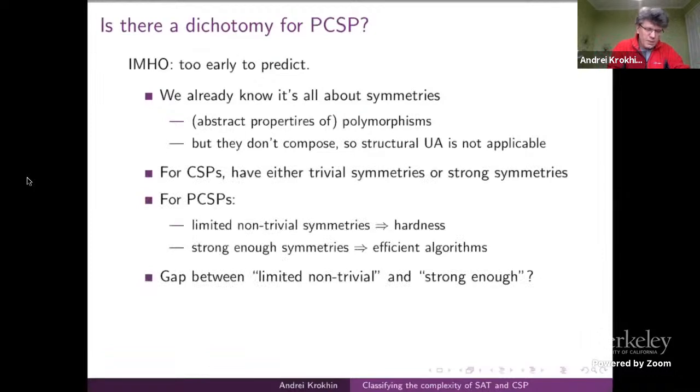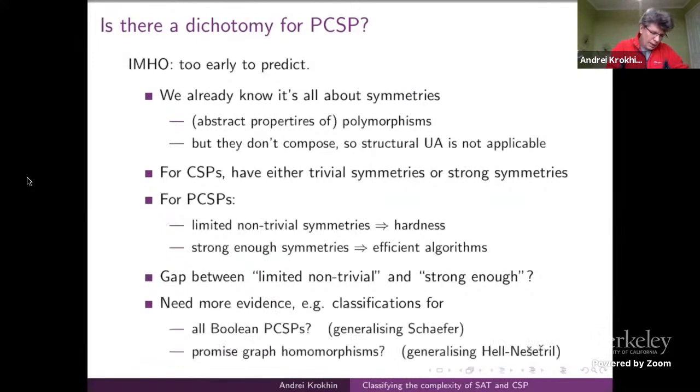For CSPs, we have this very convenient property that either you have trivial symmetries or very strong symmetries. What you have for PCSPs is that you can have limited non-trivial symmetries, which would give you hardness, or you can have strong enough symmetries that give you an efficient algorithm. But the question is: is there a gap between limited non-trivial and strong enough? We don't know. That's an open question. This is something to work on. And of course, we need more evidence to even conjecture this dichotomy.